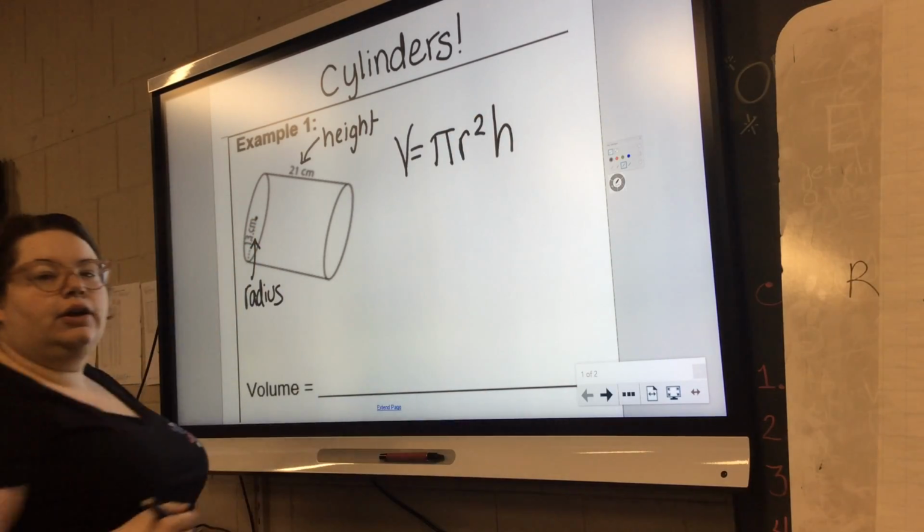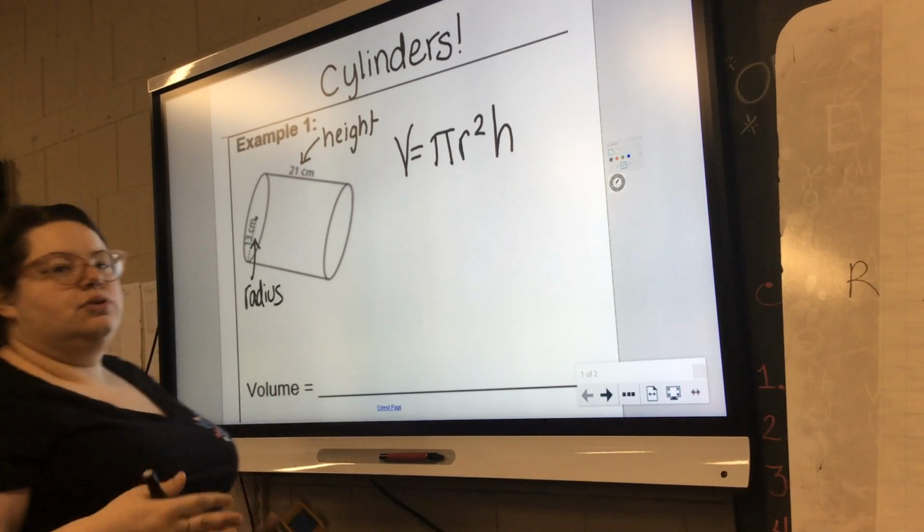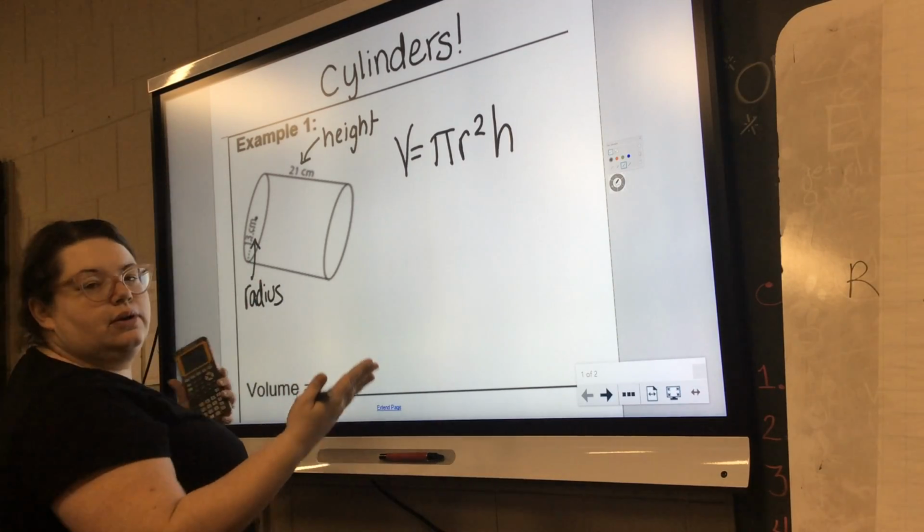In fact, a cylinder and a cone are really related. Cones are 1/3 of a cylinder. So it's the same exact formula, which is 1/3 at the beginning.